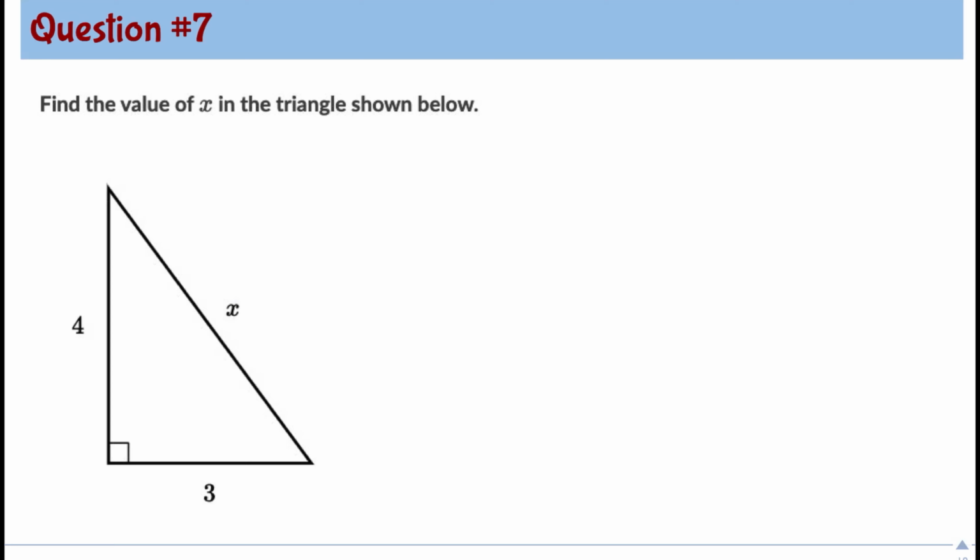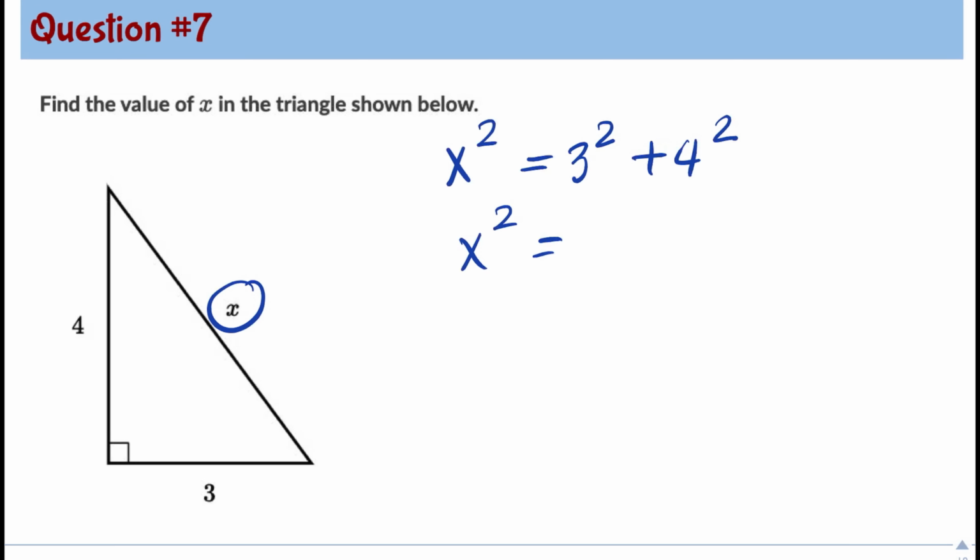Question number 7. Find the value of x in the triangle shown below. Without solving this figure, what's the x value? 5, right? A 3, 4, 5 will always be a right triangle. If you want to double check, you have x squared, x is the hypotenuse. So we have 3 squared plus 4 squared. So now we have x squared is equal to 9 plus 16. And that gives us x squared is equal to 25.